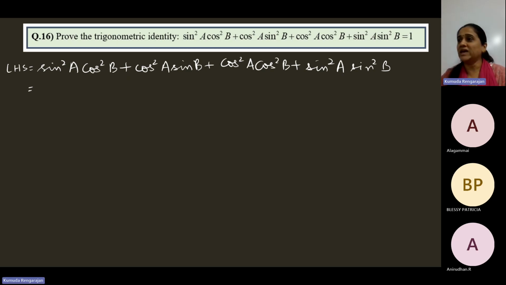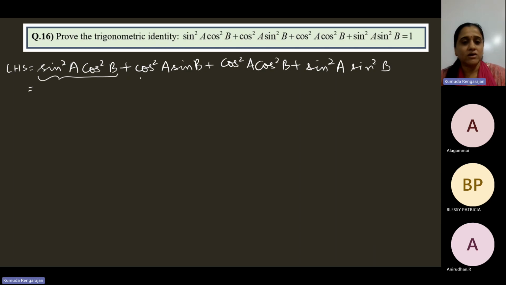Grouping. Sometimes we rearrange the terms and group them, right? So that's what we're going to use here. There are 4 terms. We'll group them in 2s. We'll take 2 terms, and between the 2 terms, whatever is common, we'll take it out.